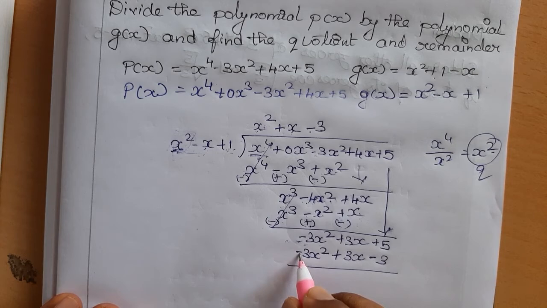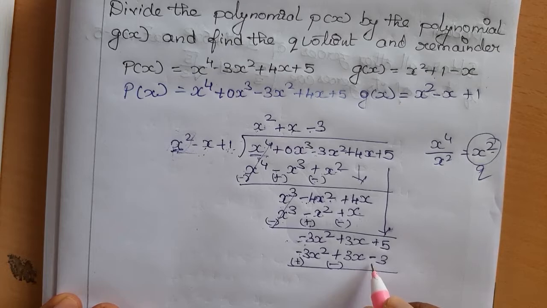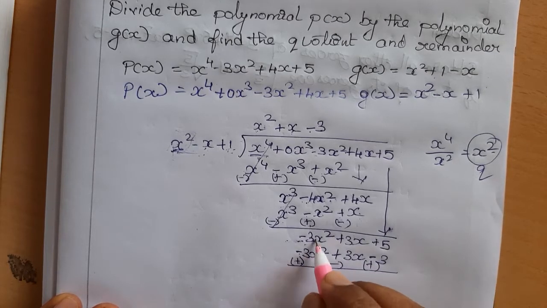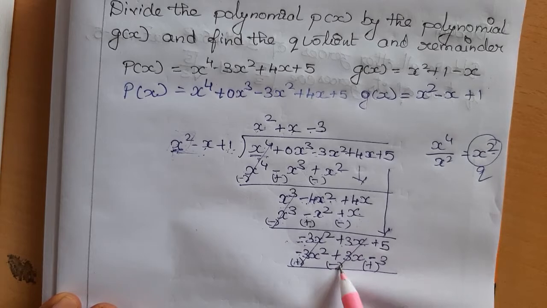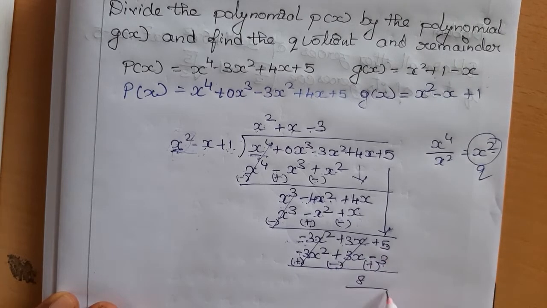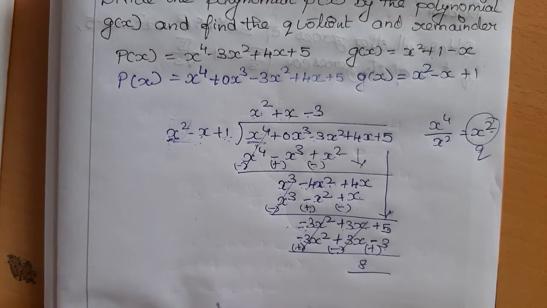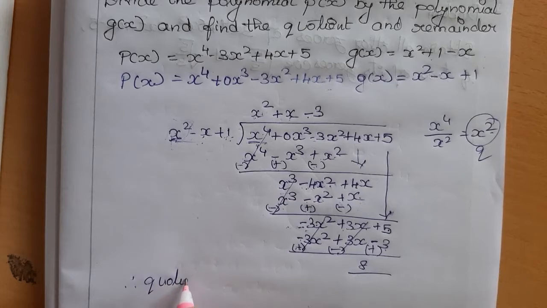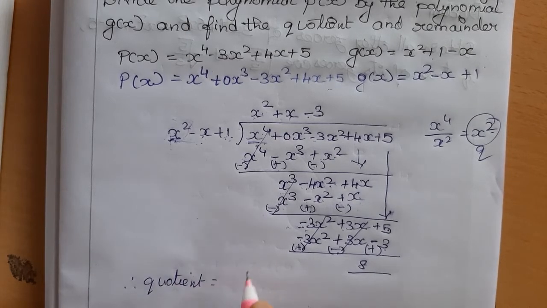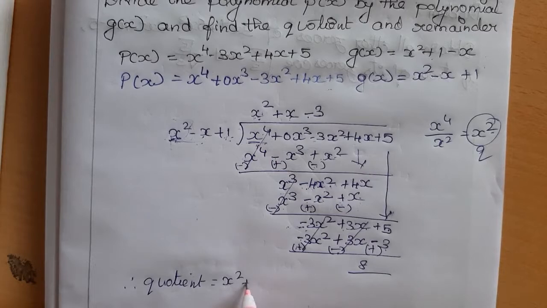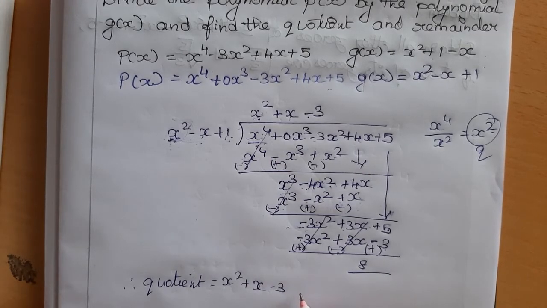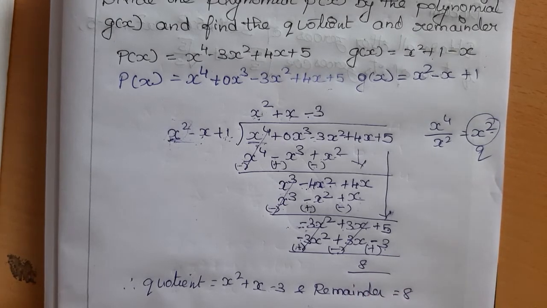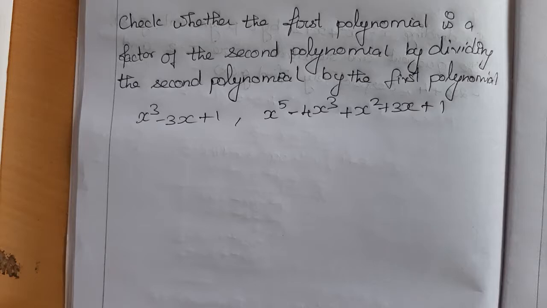Now for subtraction you change the sign, positive will change to minus, minus will change to plus, plus will change to minus, minus will change to plus. So 3x square minus 3x square plus 3x square is 0, plus 3x minus 3x is 0, 5 plus 3 is 8. That's it. So the question is asked to find the quotient and the remainder, right? What is the quotient? Therefore quotient is equal to this, x square plus x minus 3. What is the remainder? So remainder is equal to 8. Clear? So here we go for the next problem.